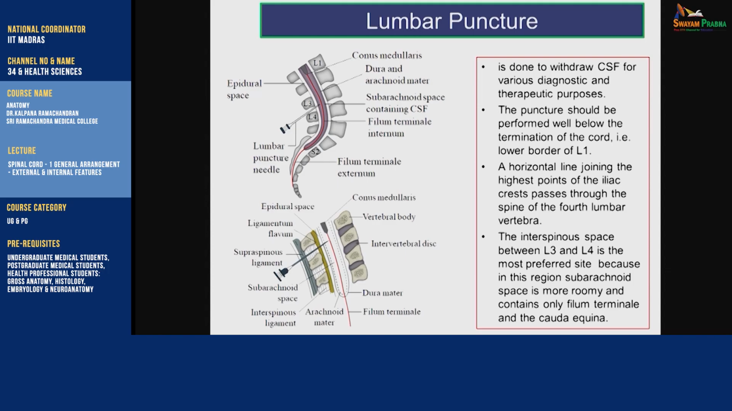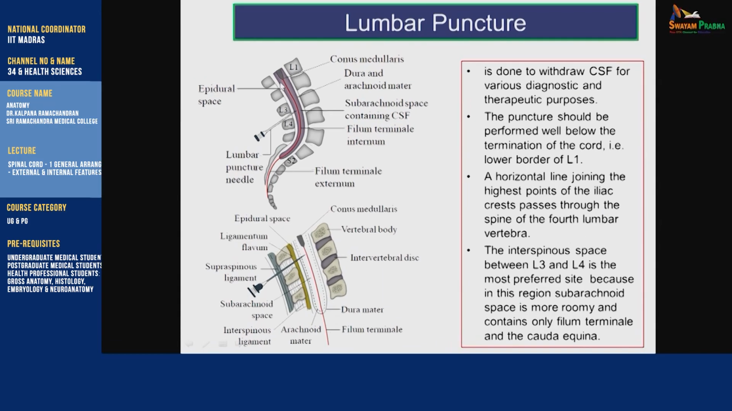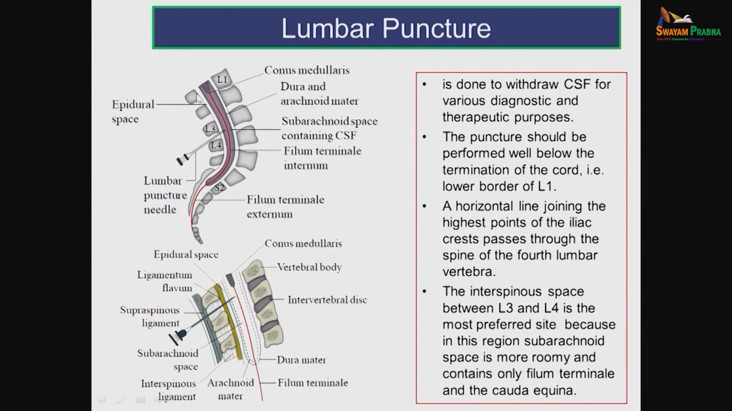It is preferred to do the lumbar puncture below the lower border of L1, because at the lower border of L1 your spinal cord ends. If you ascend higher, there is a likely chance of injuring the cord. So, lumbar puncture to withdraw the cerebrospinal fluid is usually done in the interspinous space between L3 and L4, where the needle is inserted.